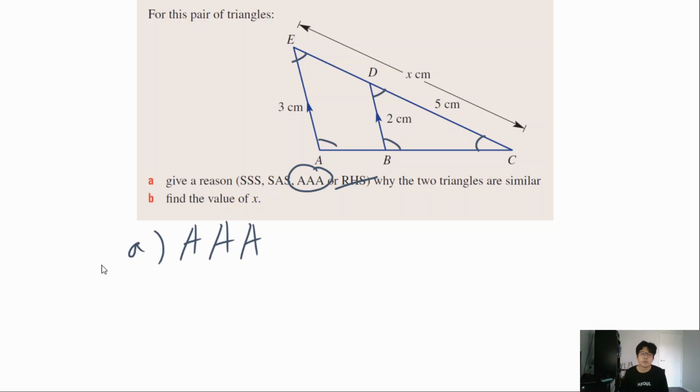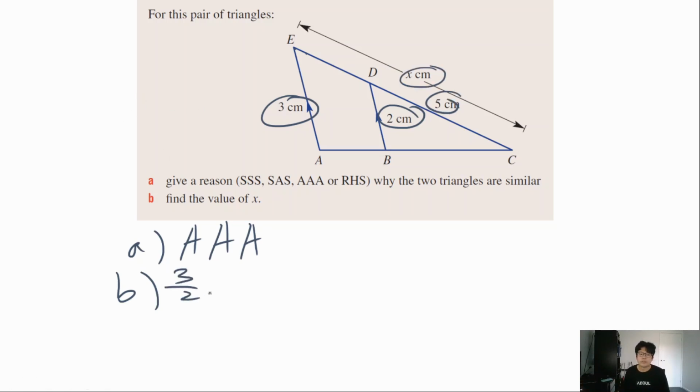Now moving on to the next question, we need to find the value of X. So that's the side length E to C there. And because we now know that these two triangles are similar to one another, we just need to find the scale factor of these two corresponding sides and apply it to these two here. So our scale factor here will be 3 divided by 2, or 3 over 2. That gives us 1.5. And to get X, or the length of E to C, we'll just simply multiply 5 by 1.5. If you work that out, that will give you a side length of 7.5 centimeters.